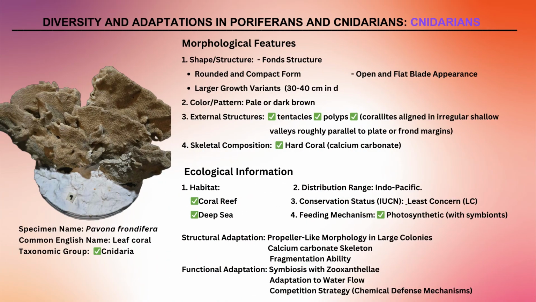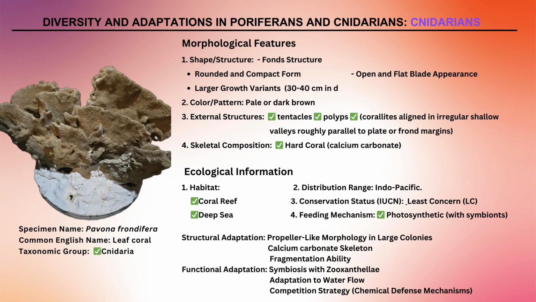For the second example, we have here Pavona frondifera, common English name, leaf coral, and this belongs to the taxonomic group of Cnidaria. For its morphological features, first, shape and structure. So, it is in the form of fronds, rounded and compact form, open and flat blade appearance, larger growth variance from 30 to 40 centimeters in diameter. So this coral has a unique foliaceous or leaf-like growth form where its overlapping blades maximize the surface area to capture sunlight. So as what you can see here in the picture.